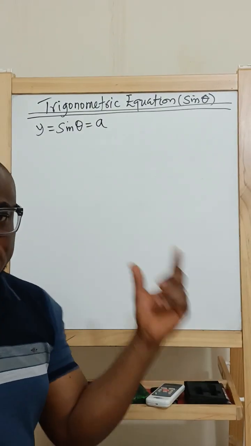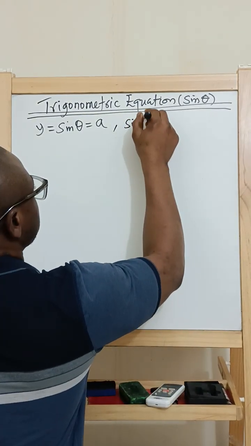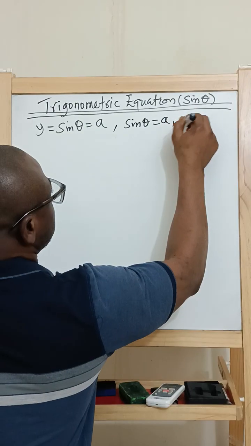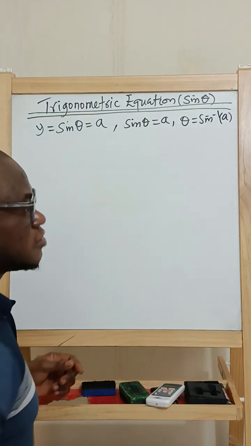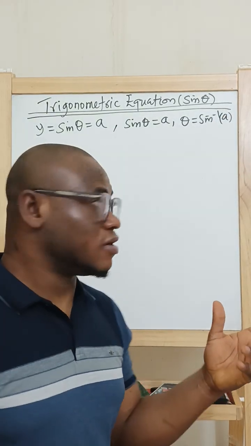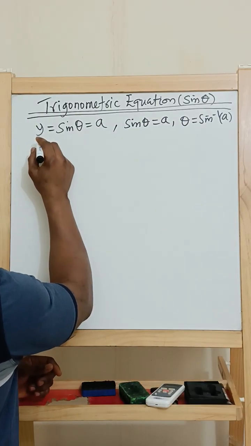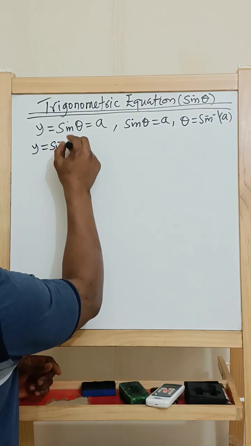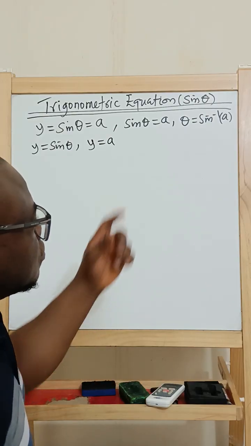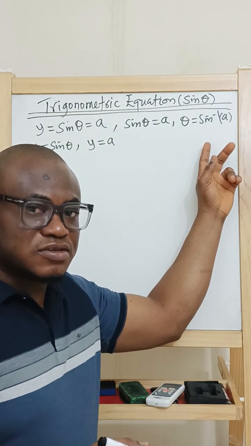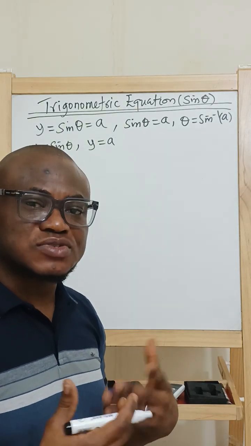If we want to look for theta here, what are we going to do? We say sine theta equals a, and theta from here will be arc sine of a. We'll get theta from there. We also know from this equation that y equals sine theta and y equals a. You see, this value here is just one of the solutions of this equation. There are other solutions that we also need to determine.